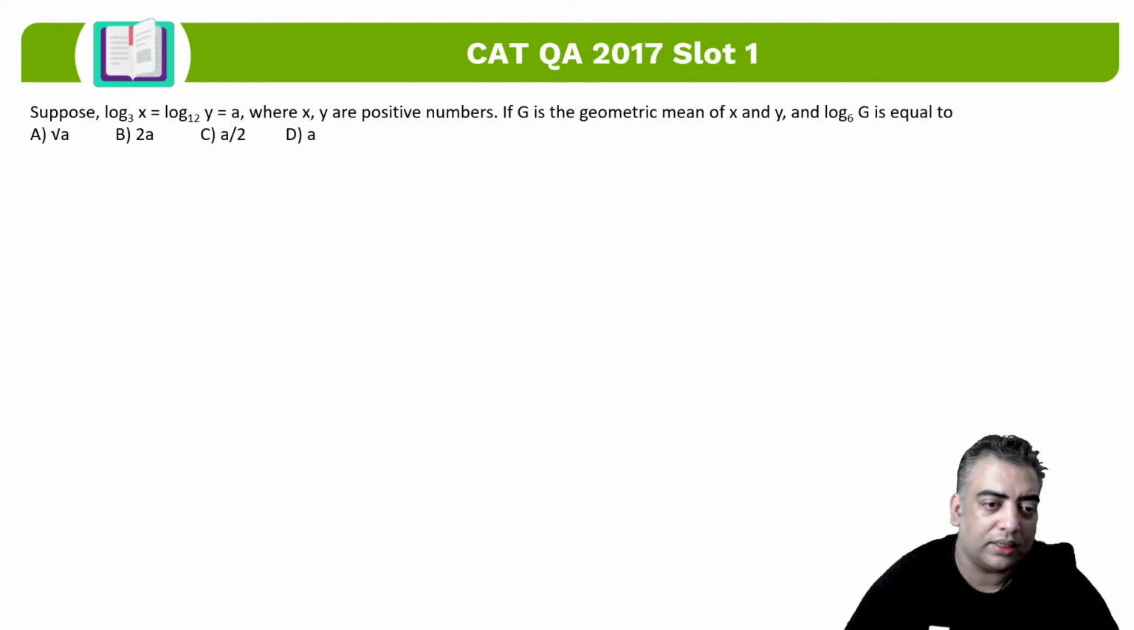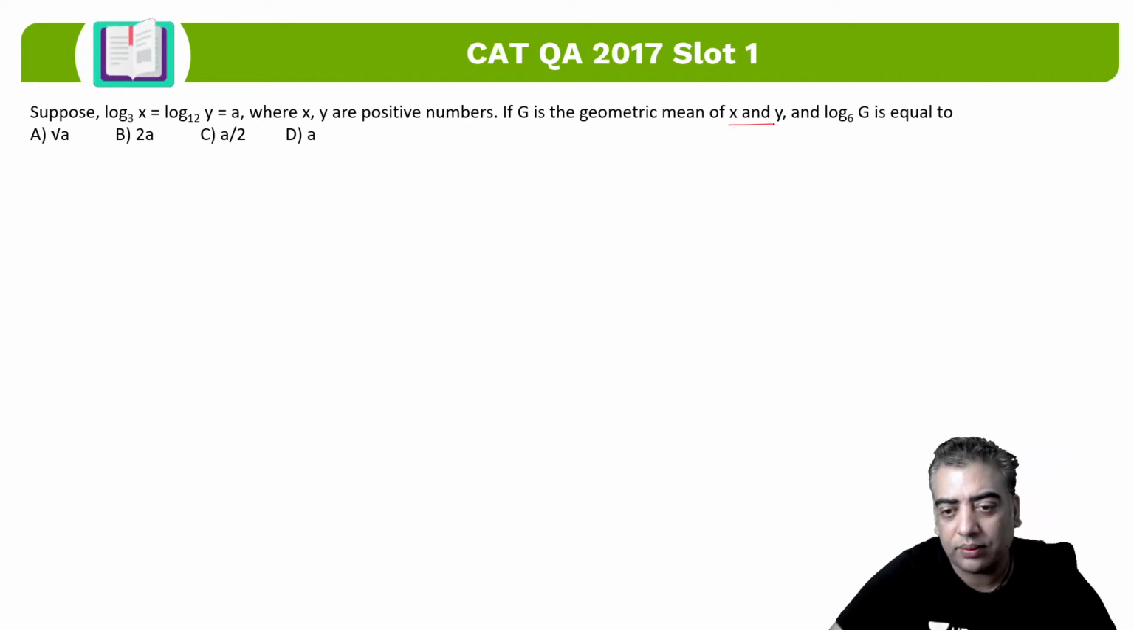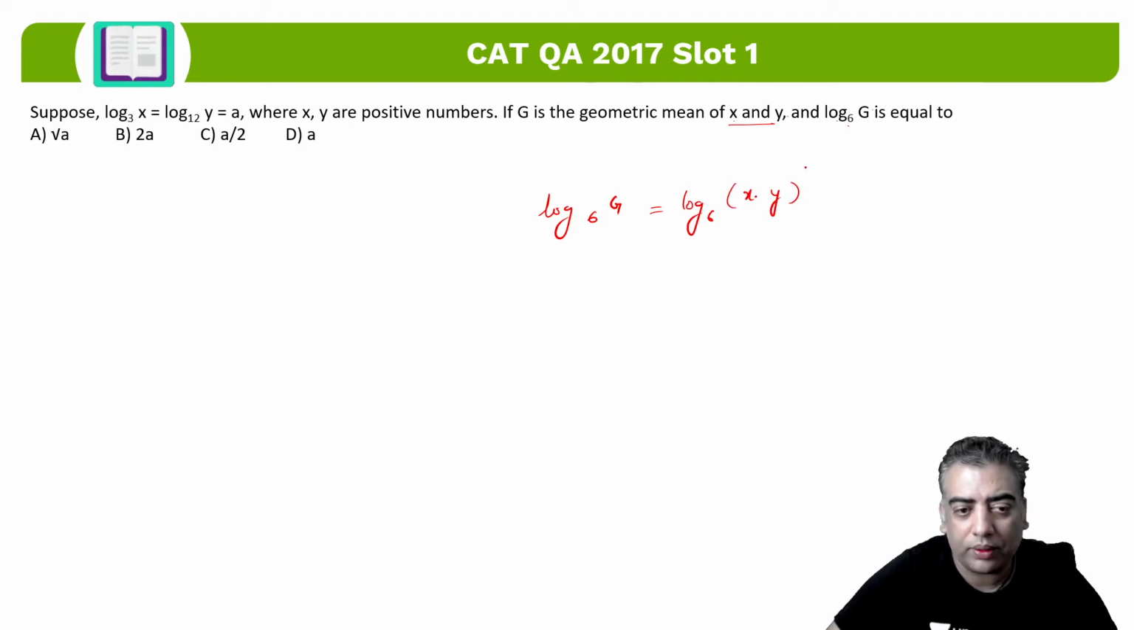Okay, so here he says, suppose log x to the base 3 equals log y to the base 12 equals a, where x and y are positive numbers. If g is the geometric mean of x and y, and log g to the base 6 is equal to. As we all know that geometric mean is nothing but square root of the product of two values. So effectively g given to you is x into y raised to power 1 by 2. So we need to calculate the value of x and y in terms of a.